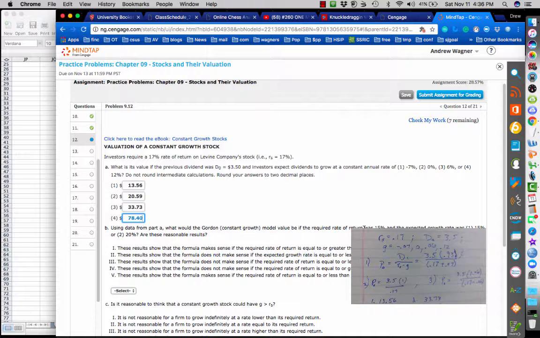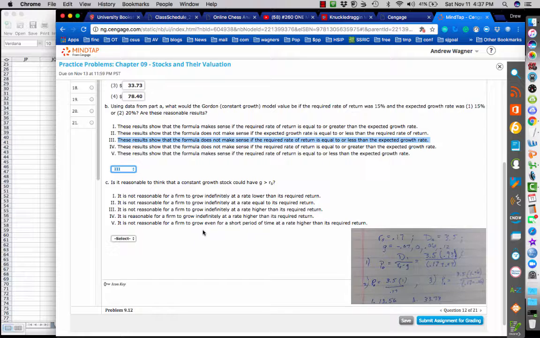So it makes no sense, and a negative stock price is nonsensical. Why? Because the required return is less than the expected growth rate. That's why it makes no sense. And then is it reasonable that a constant growth stock could have a growth rate greater than required return on the stock? No, it's not really. Not reasonable. Not indefinitely anyway.